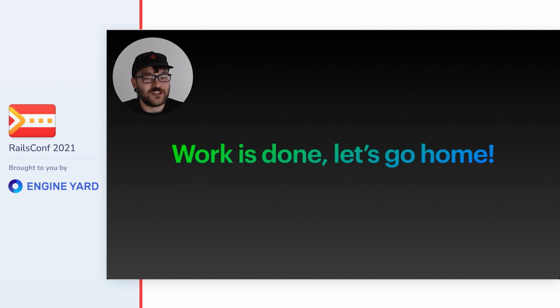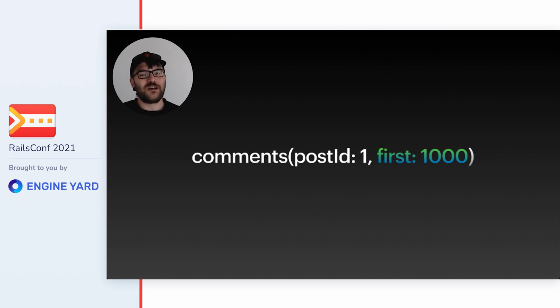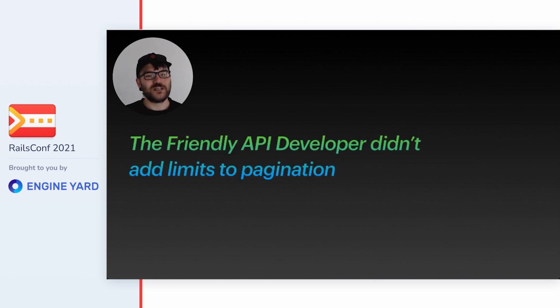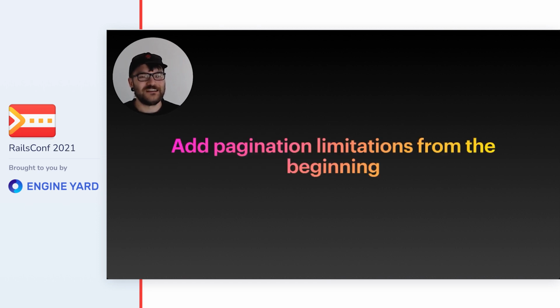So the friendly API developer might say, work is done, let's go home. Well, not so soon. Let's imagine that the client was too lazy to actually do paginated requests and just says, give me the first 1,000. Well, realistically, what the friendly API developer didn't do is add limits to pagination.